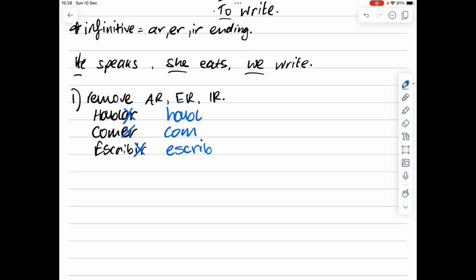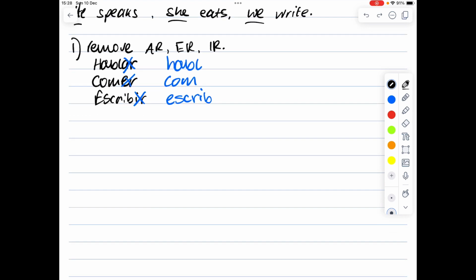Now, the job isn't done there. What we have to do now is we have to add the new ending on. And depending on the type of verb that it is, the ending is going to be different. And to make things easier, I'm going to give each verb ending a different colour on the table. So I'm going to do AR in green, ER in blue, and IR in pink.